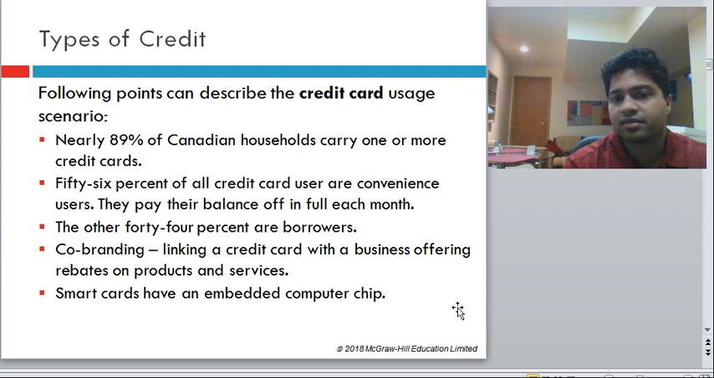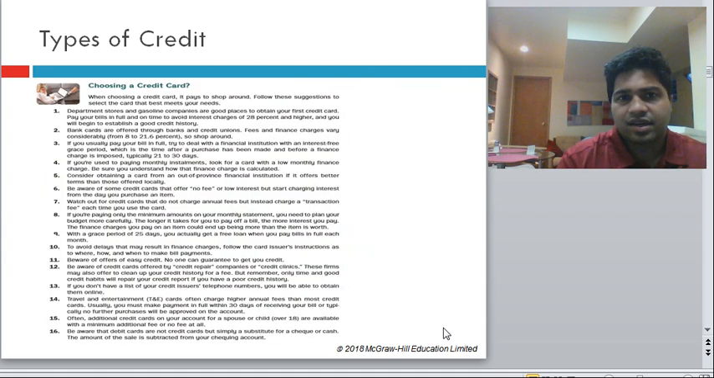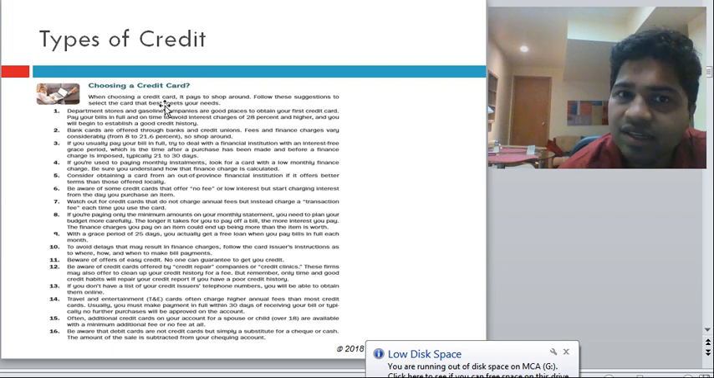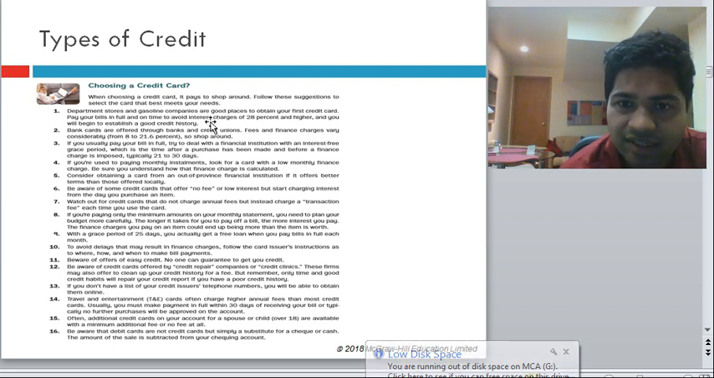Smart cards have embedded computer chips. Most of the time right now we have smart cards. Choosing a credit card. When choosing a credit card, it pays to shop around. Follow these suggestions to select a credit card that best meets your requirements.